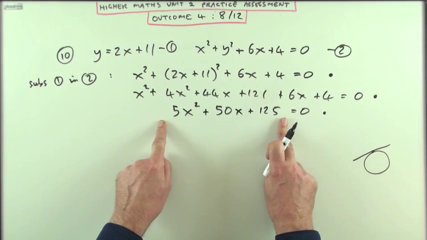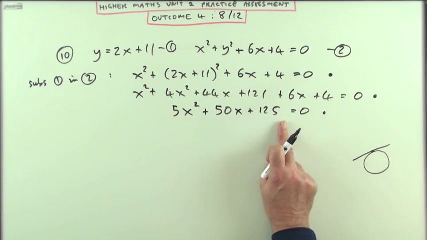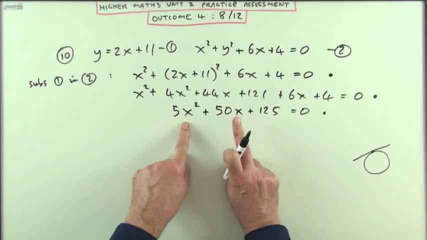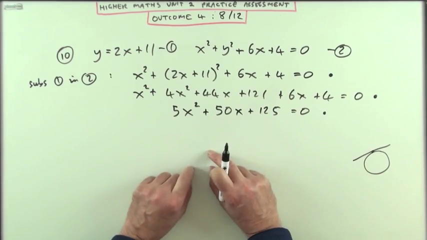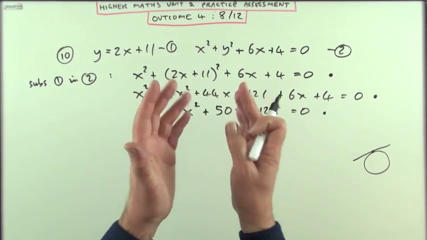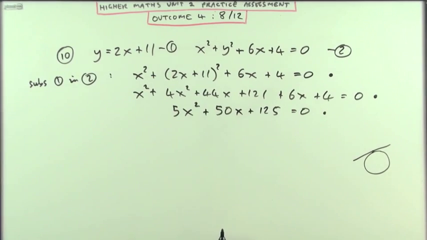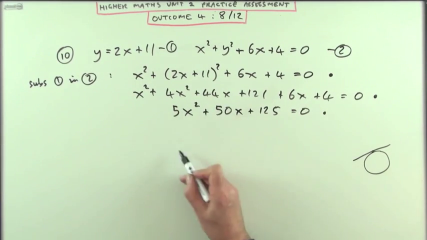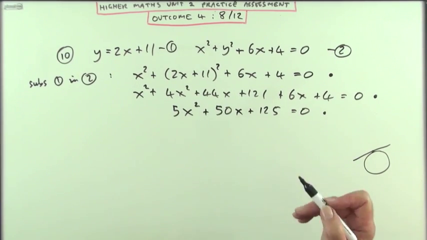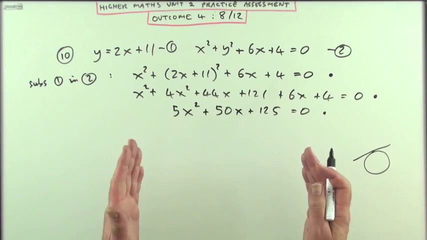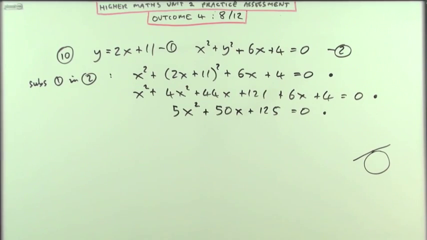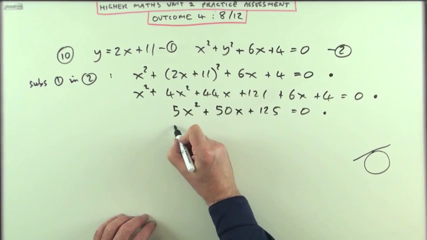That means this equation should only have one solution, but of course it's a quadratic, so it should have 2. So what you have to show is it's got 2 equal solutions. It's got equal roots. Or instead of that, you could just work out the discriminant and show the discriminant is 0, because that also means it's got equal roots, which means it's a tangent. I'll do the factorisation first.